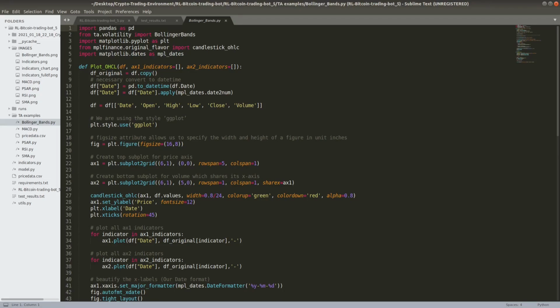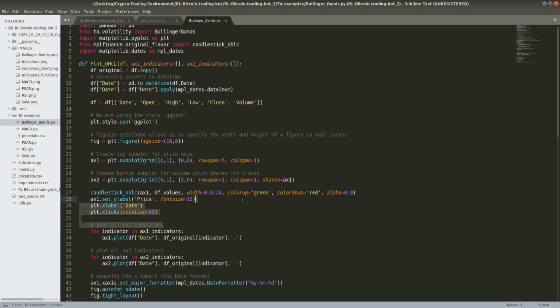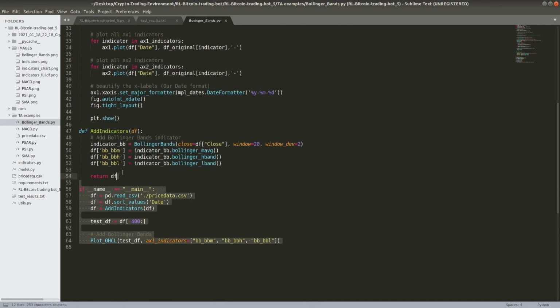So let's simply use these also simple code lines, and we can plot these Bollinger Bands indicators, and you'll see that everything is quite simple.